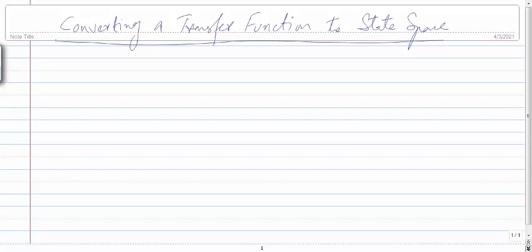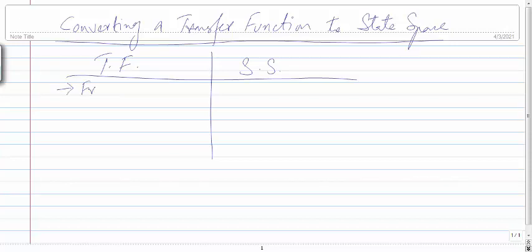Now, there are actually two types. One is the transfer function, where we represent our system, and the other is known as state space. A transfer function uses the frequency domain representation. State space is a time domain representation.